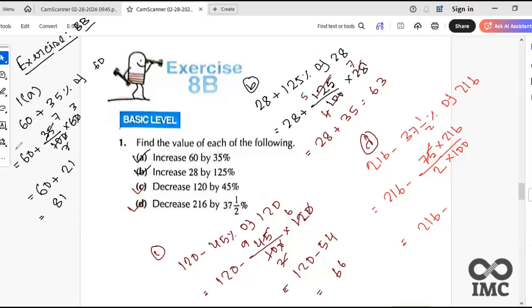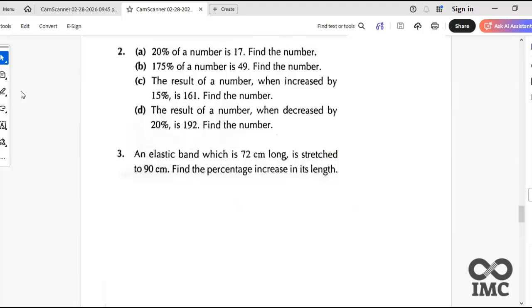At first we will cancel 75 and 100 both by 25. So 25 3s are 75, 25 4s are 100. Then 216 by 4. 4 5s are 20, 4 4s are 16, 54. 54 by 2 is 27. Now 3 7s are 21. We have 2. 3 6s are 18 plus 2 is 20, 81. Now subtract. 6 minus 1 is 5. 8 minus 1 is 7. So 135. Okay, now question number 2.